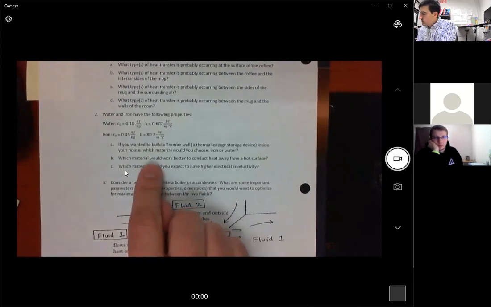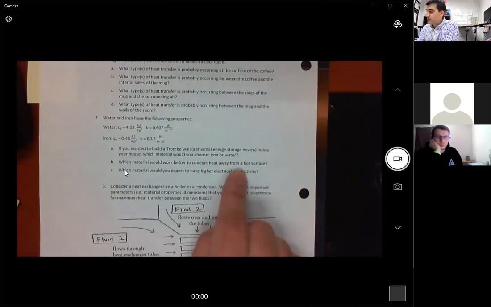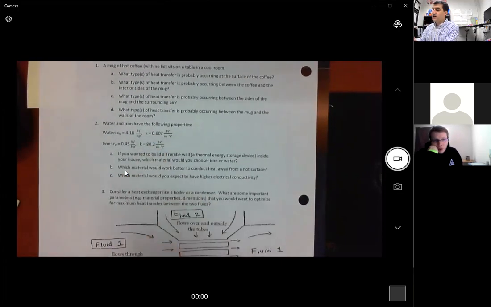Part B, which would work better to conduct heat away from a hot surface? So there we're going for the one with the highest thermal conductivity, which you can clearly see is iron. Iron has a much higher thermal conductivity than water. So you know how when you jump in a pool, it feels cold oftentimes. Even if the water is the same temperature as the air, the water feels cold because water has a higher thermal conductivity than air does, and so it wicks away your body heat more quickly and more easily.